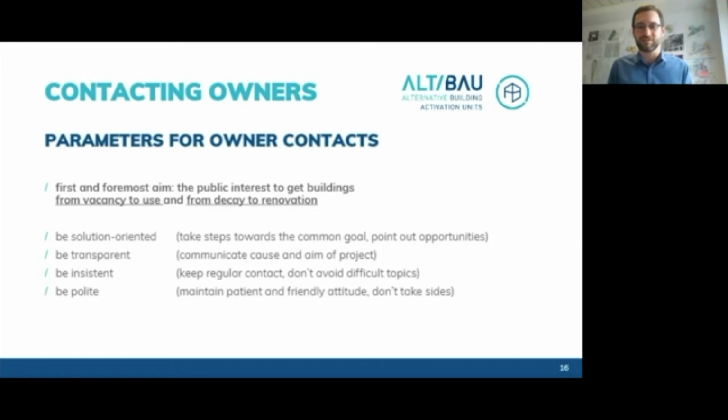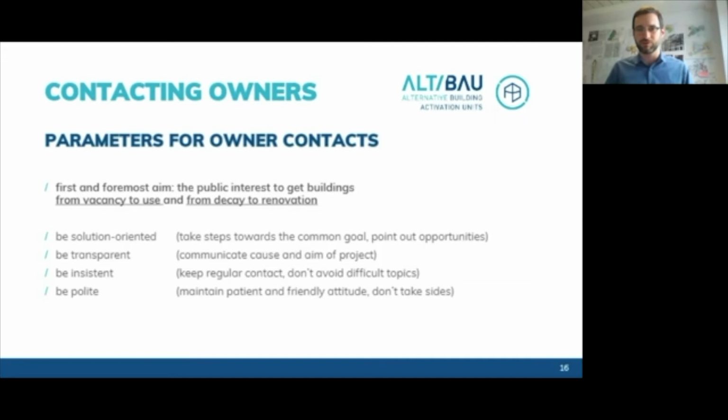You really have to be insistent when you're in contact with owners. Sometimes it's really hard work to keep regular contacts. There are owners we've been in contact with for the past 8 years, and we're contacting them on a regular basis, and nothing has happened yet, and we're still working on that. But sometimes it really helps to go in small steps. Start again bit by bit. And last but not least, be polite. Maintain a patient and friendly attitude.